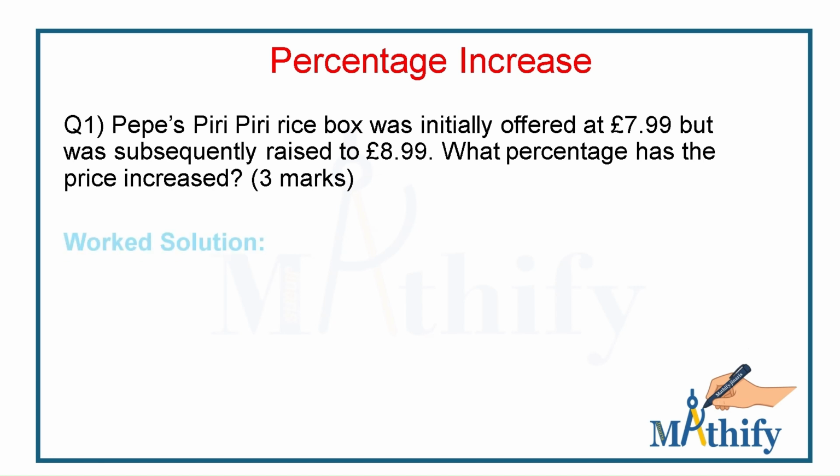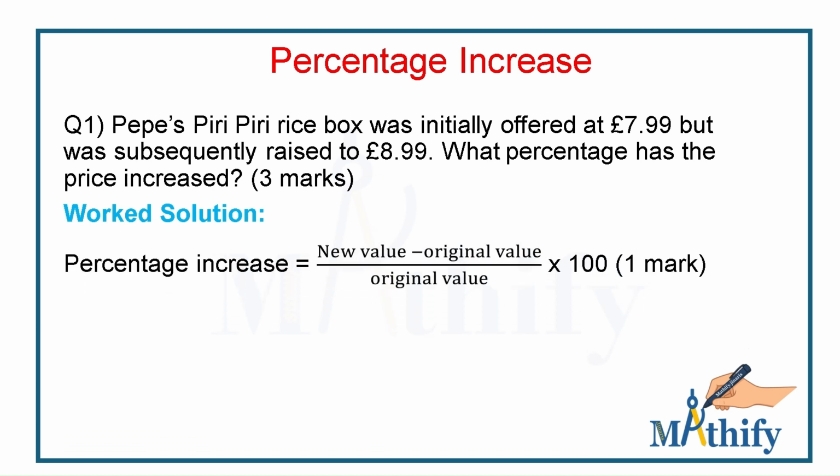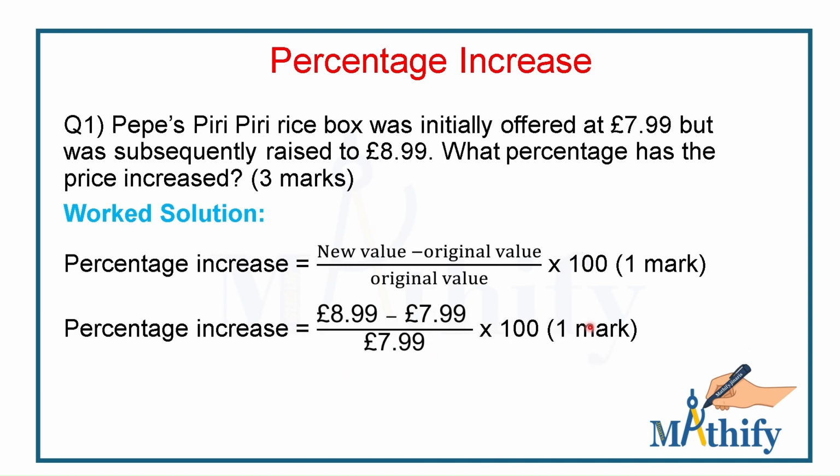The first important step before solving this question is to be able to know the percentage increase formula. So percentage increase is equal to new value, take away original value, divided by original value, multiplied by 100. That's your first mark. Next, we plug in our values. The new value is $8.99, so we'll plug this into the equation. $8.99 minus $7.99 divided by $7.99 multiplied by 100. So that's your second mark.